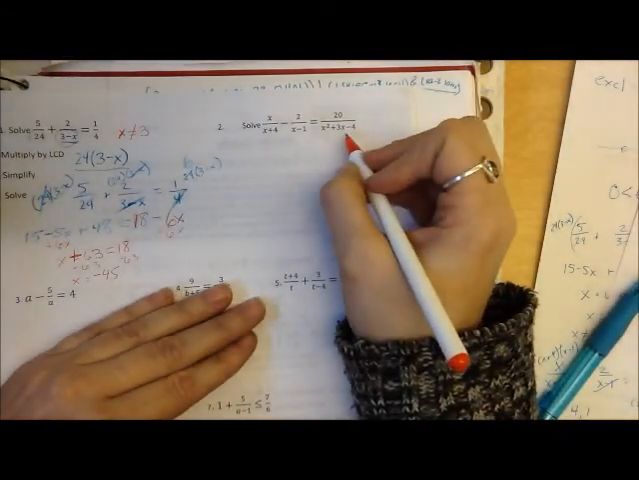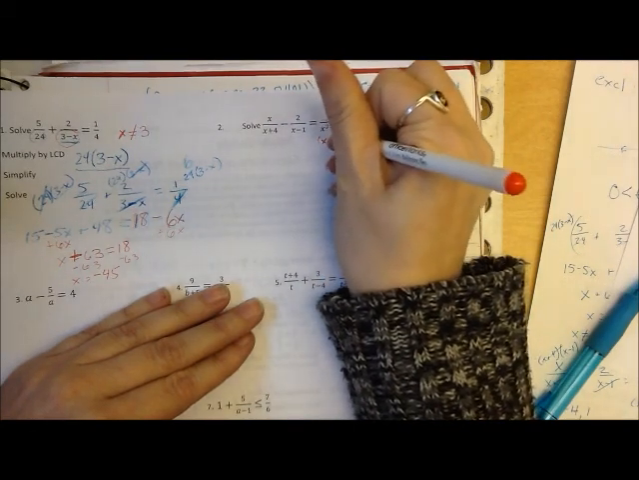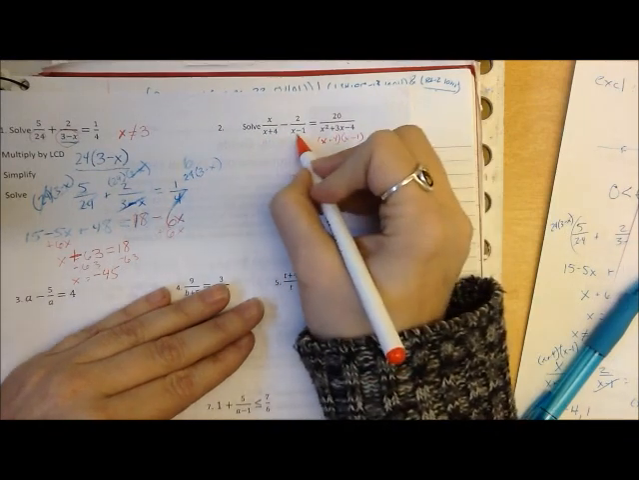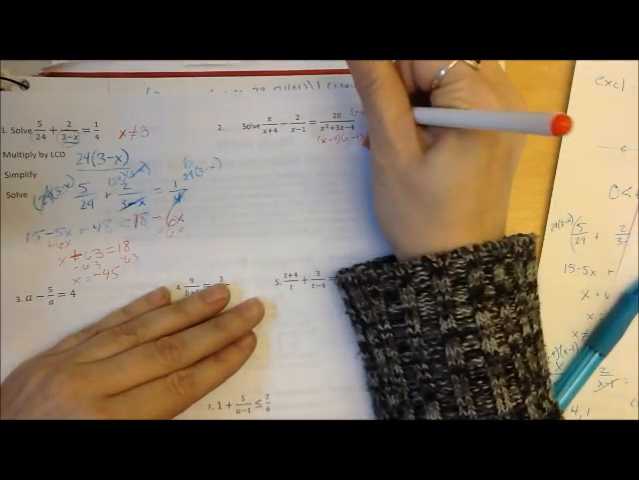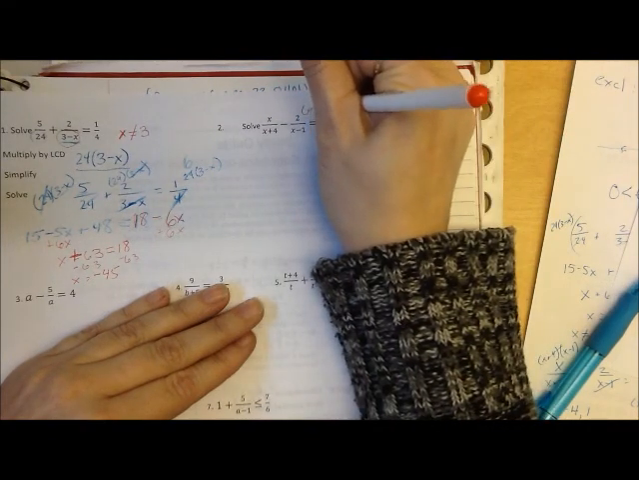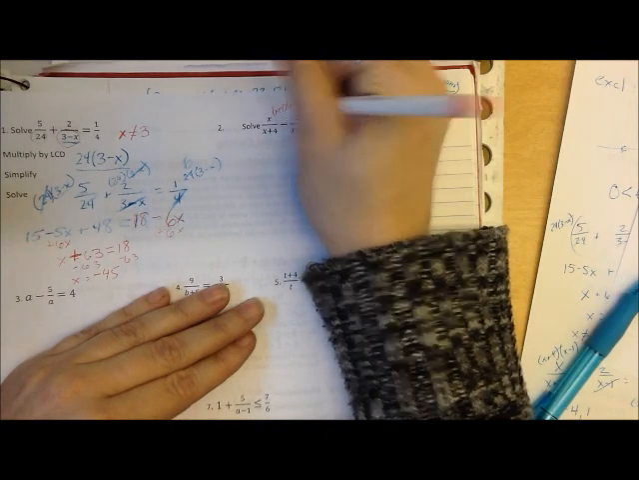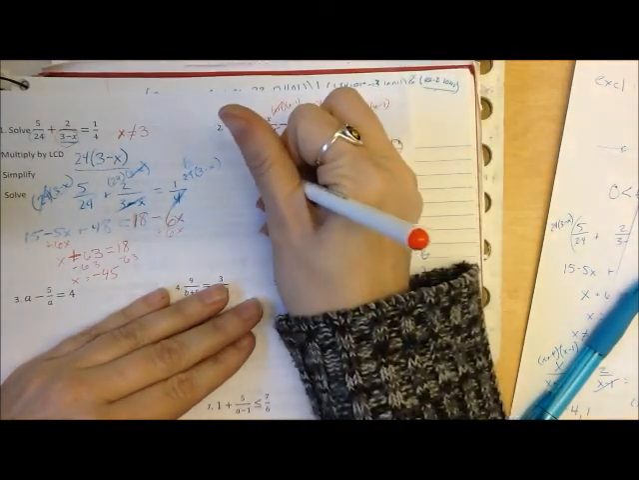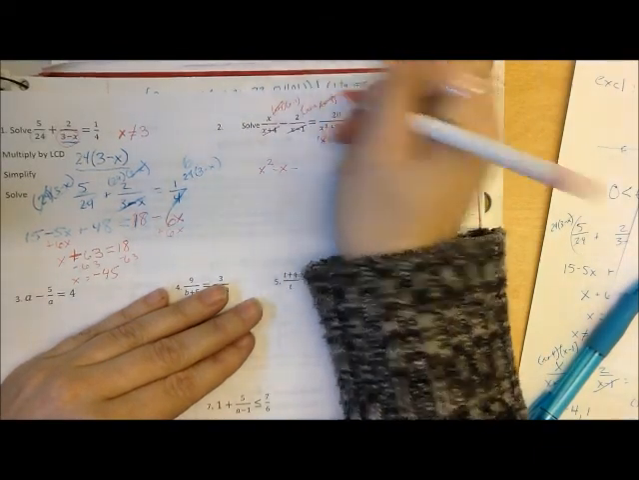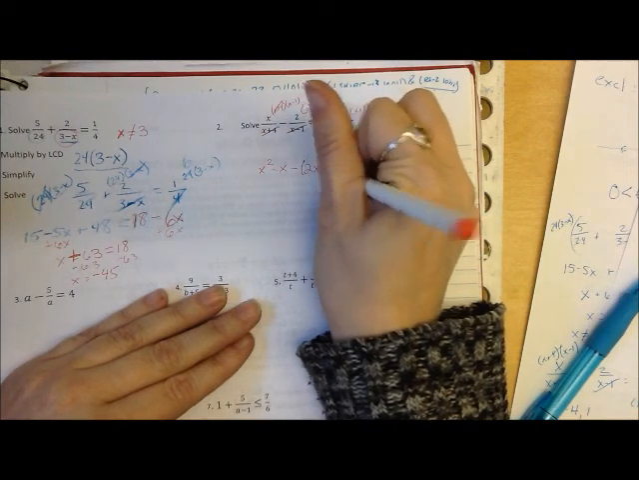Sometimes to multiply by the least common denominator, you're going to have to factor. This factors into x plus 4 times x minus 1, which turns out to be the exact same as these. So multiplying by the least common denominator, the x plus 4 cancels out, and I've got x squared minus x, minus, the x minus 1 cancels out, and I've got 2x plus 8.